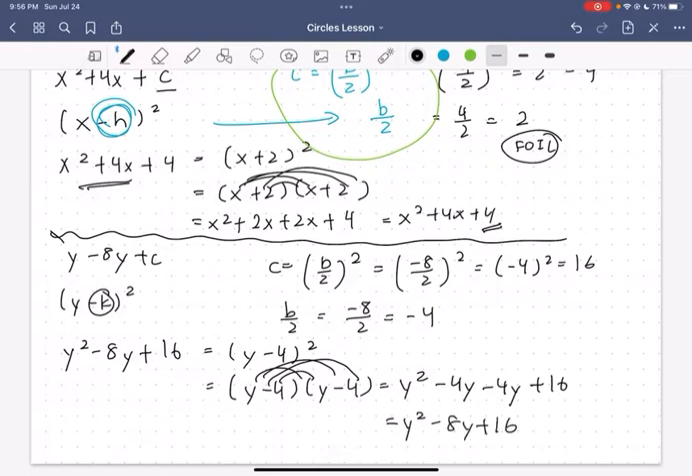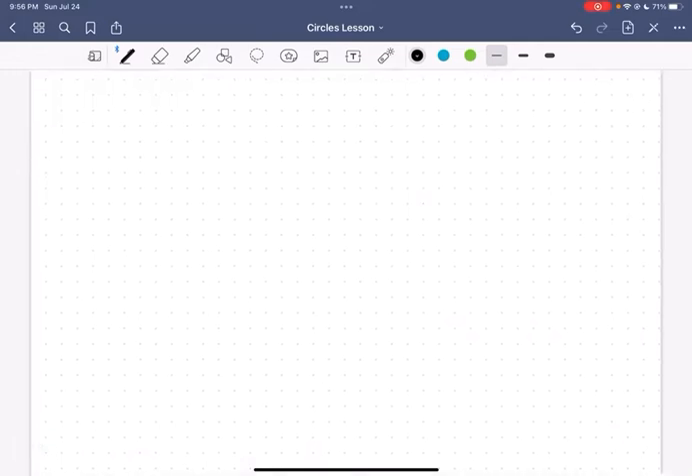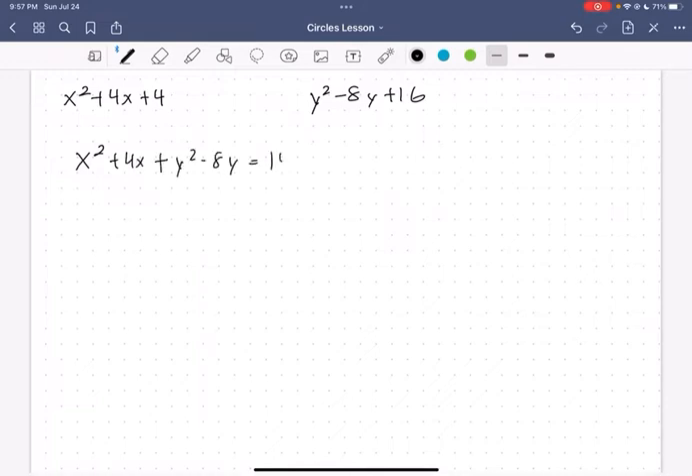Okay, so at this point, from what we solved so far, kind of separating it, you have x squared plus 4x plus 4, and then you have y squared minus 8y plus 16, and our original equation was x squared plus 4x plus y squared minus 8y equals 14. You kind of want to combine it, I guess, and you would get x squared plus 4x plus 4 plus y squared minus 8y plus 16 equals 14. Just stick with me for a bit.